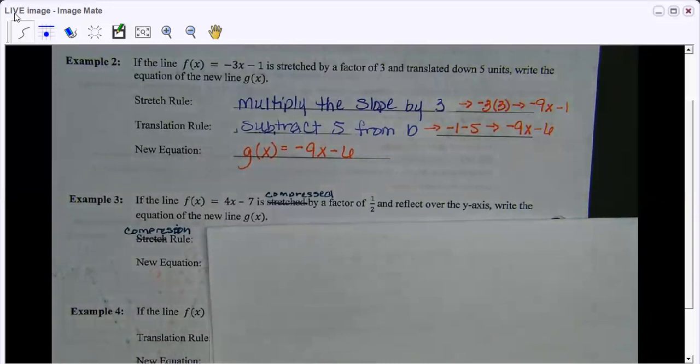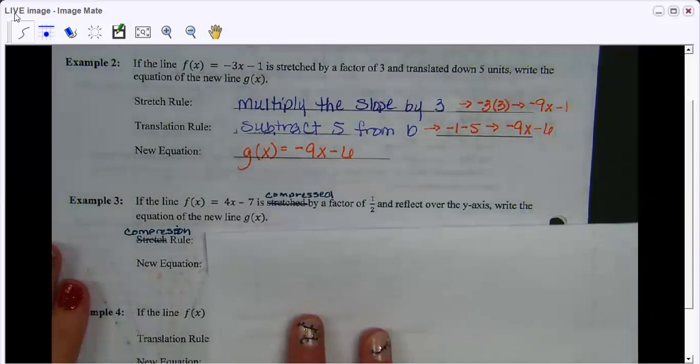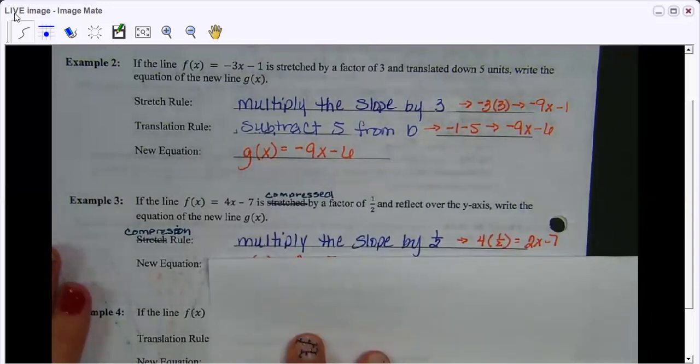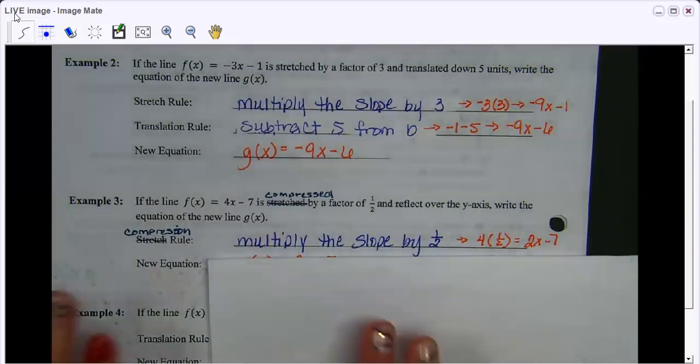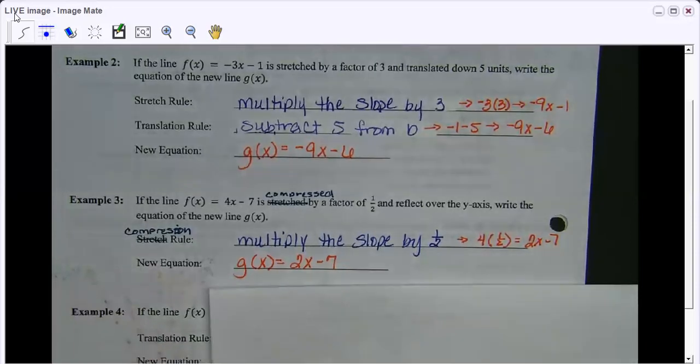So what is the compression rule? Claire? Multiply the slope by 1/2. And does someone want to tell me our new equation? Noah? Yes. Okay.